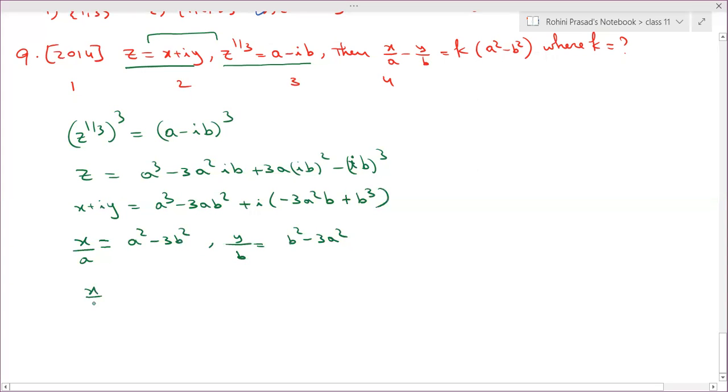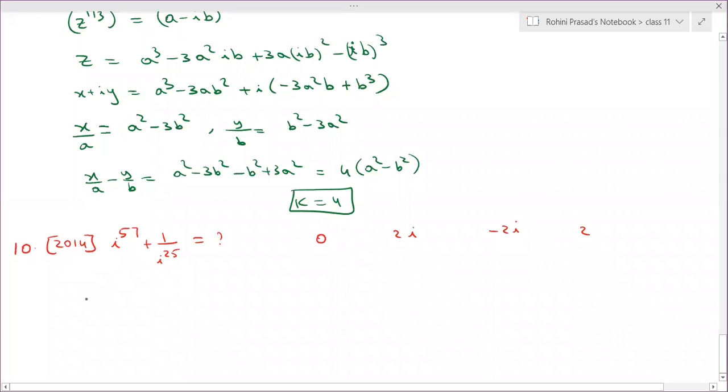So the X by A minus Y by B equal to A square minus 3B square minus B square plus 3A square, which is equal to 4A square minus 4B square. So 4A square minus 4B square, 4. So the K equal to 4. That's fourth option.